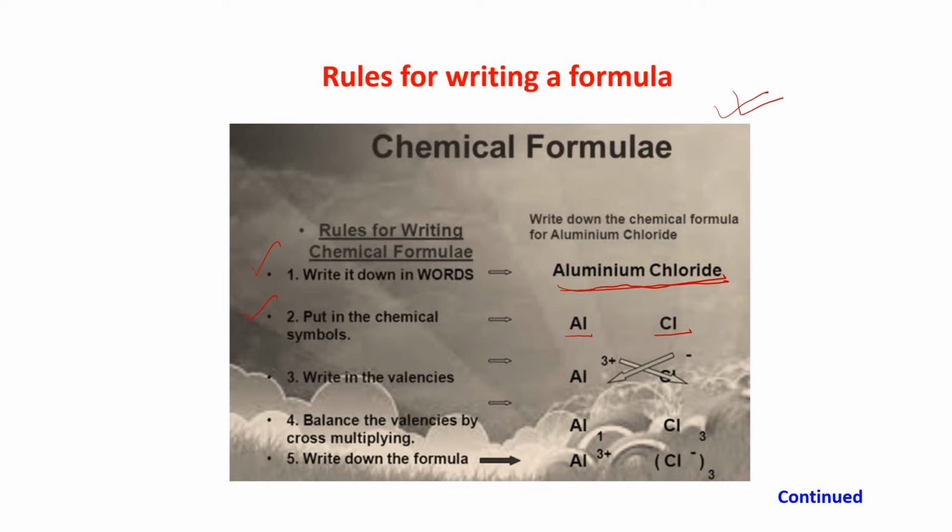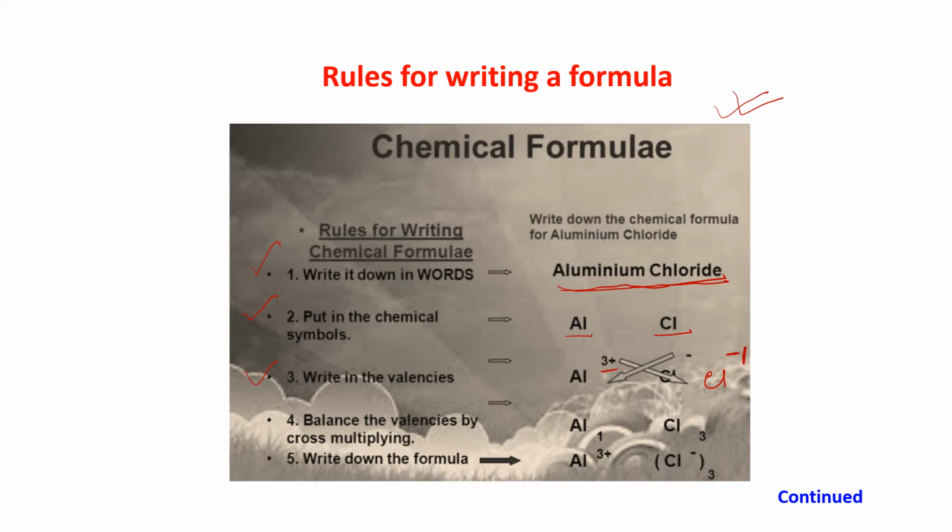Next, write in the valencies. You have written the symbols, then write the valency. The valency of aluminium is 3, and when we write the valency we do not write the sign, but actually it has a positive sign, so it is 3 plus. We write it at the top, 3 plus, and chloride is Cl minus. Only a minus is written, which means 1 is there.